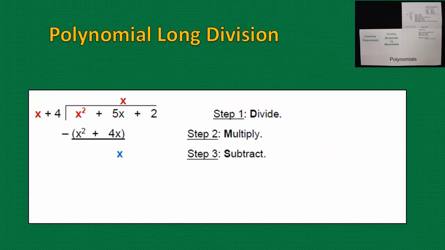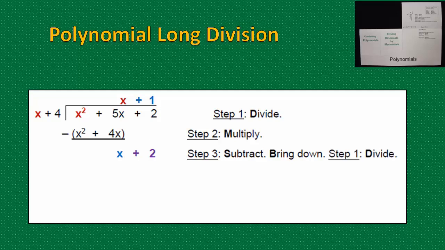Step 3 is to subtract. We will be subtracting x squared plus 5x minus x squared plus 4x. Remember that this will mean 5x minus 4x, and that leaves us 1x. So we could put a 1 there, or we could leave it as an invisible 1. Next, we bring down the 2.